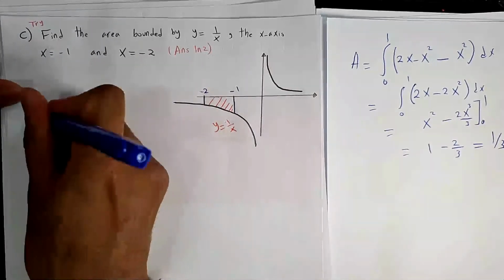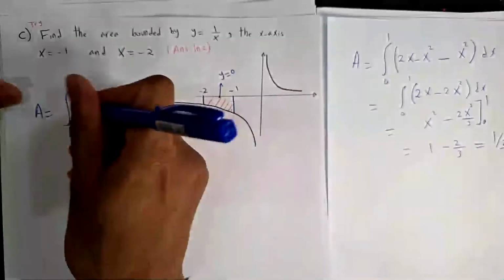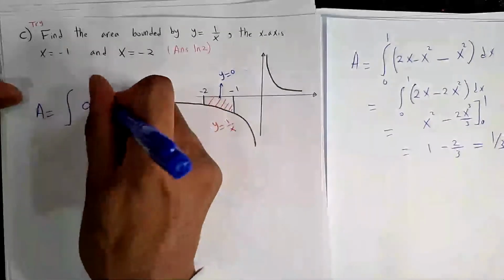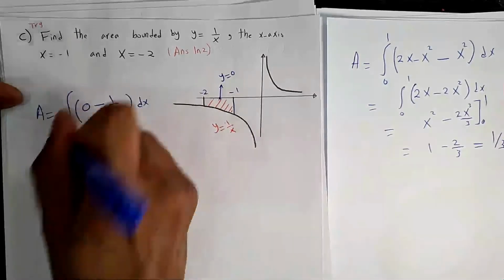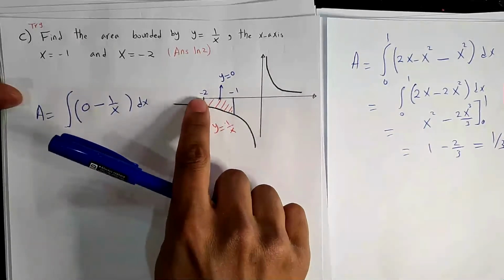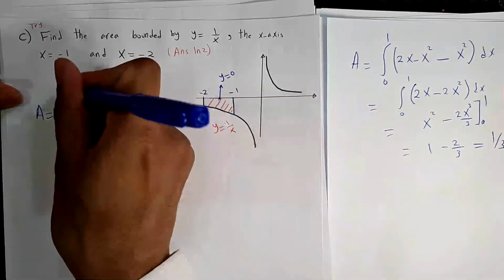The area will be what? Can you tell me what is the top function? It is y equal to 0. So please write this way: 0 minus, what is my lower function? It is 1 over x. From where to where? What is the smallest x? It is minus 2. What is the largest x? It is minus 1. So integrate this way, minus 2 to minus 1.